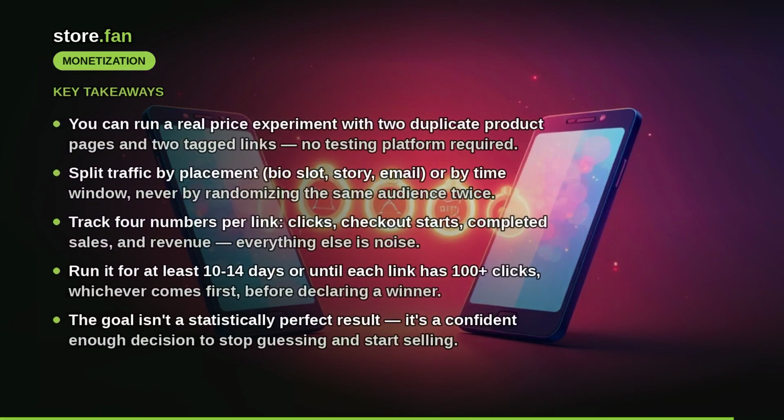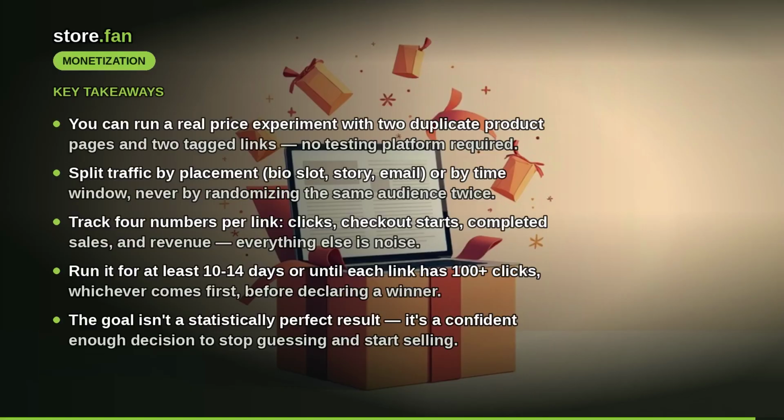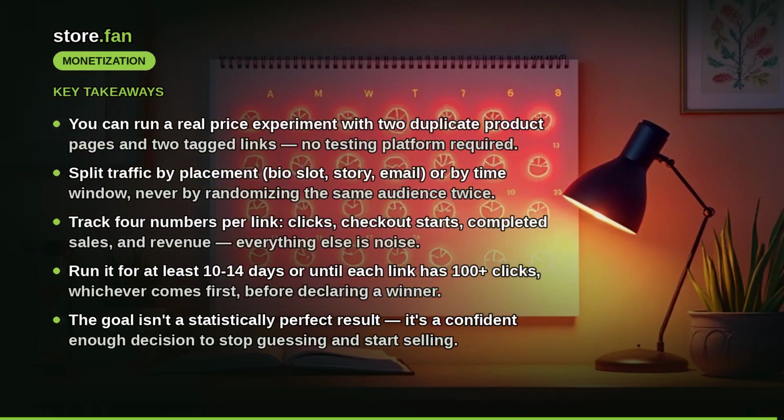Key takeaways. You can run a real price experiment with 2 duplicate product pages and 2 tagged links. No testing platform required. Split traffic by placement, bio slot, story, email, or by time window, never by randomizing the same audience twice. Track 4 numbers per link: clicks, checkout starts, completed sales, and revenue. Everything else is noise. Run it for at least 10-14 days, or until each link has 100 plus clicks, whichever comes first, before declaring a winner. The goal isn't a statistically perfect result, it's a confident enough decision to stop guessing and start selling.